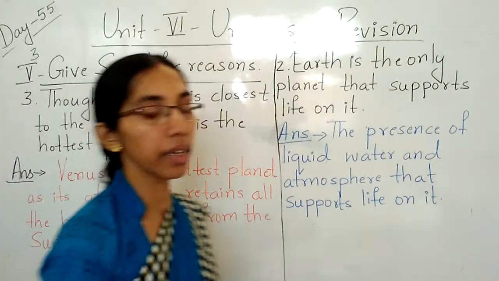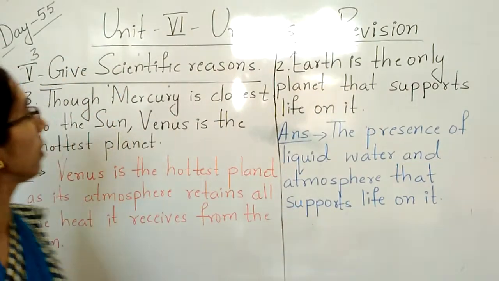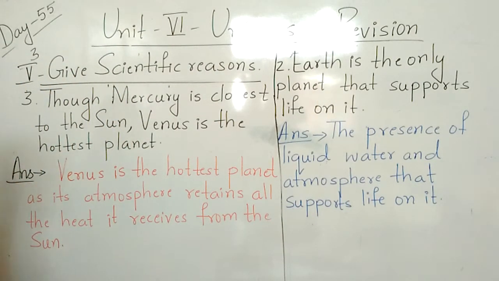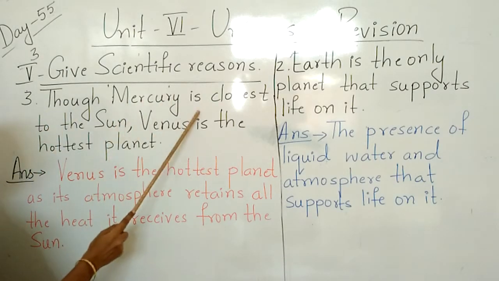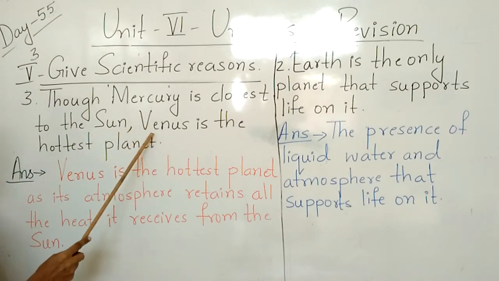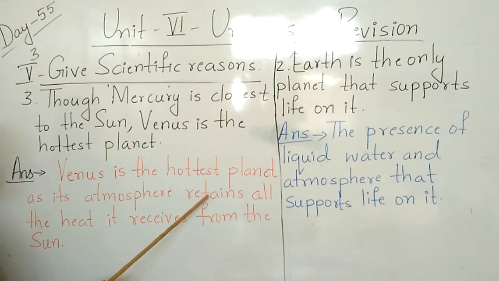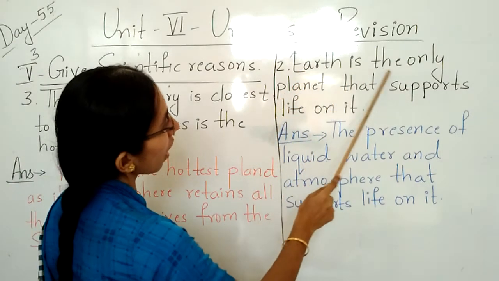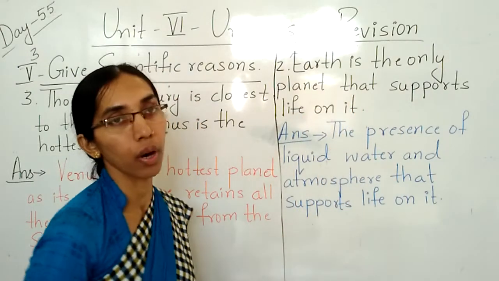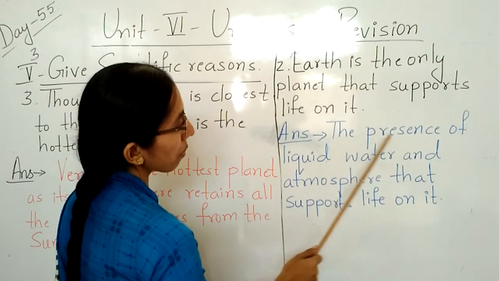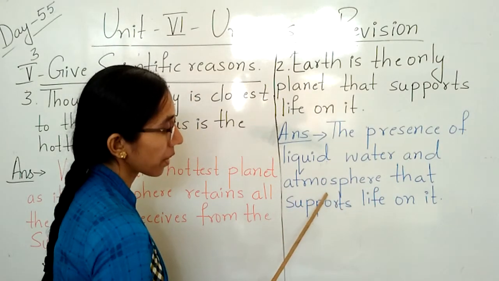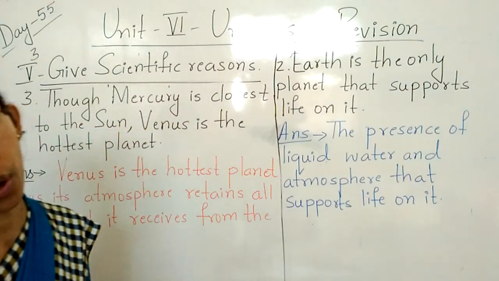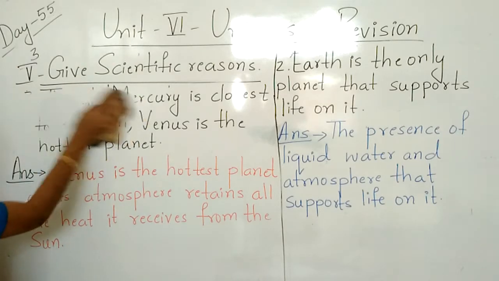Now the last main, identify the following. So let me read these scientific reasons, then I will go to the sixth main. Though Mercury is closest to the sun, Venus is the hottest planet as its atmosphere retains all the heat it receives from the sun. Earth is the only planet that supports life on it. Answer is, the presence of liquid water and atmosphere that supports life on it. Okay, children.